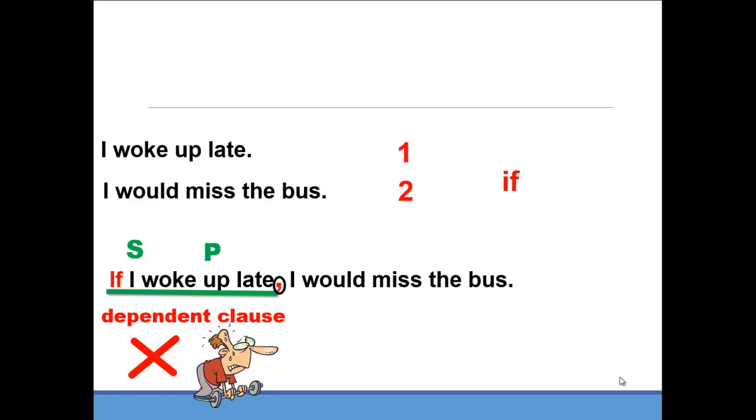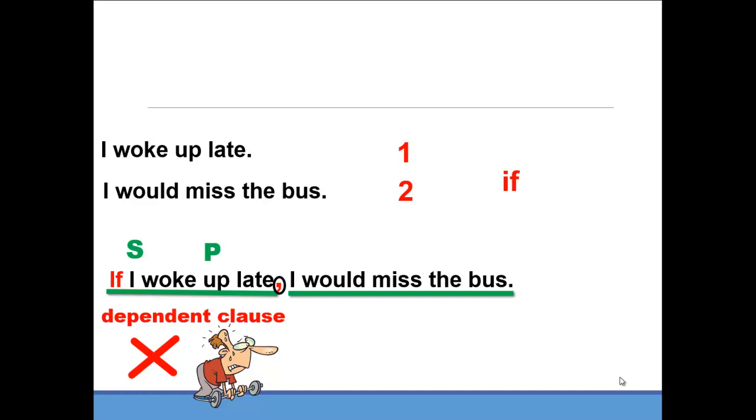So what do we call the part that starts with the subordinating conjunction? We call it the dependent clause. Why is it a dependent clause? Because it depends on, or it needs, the other part of the sentence to give meaning or to make sense.